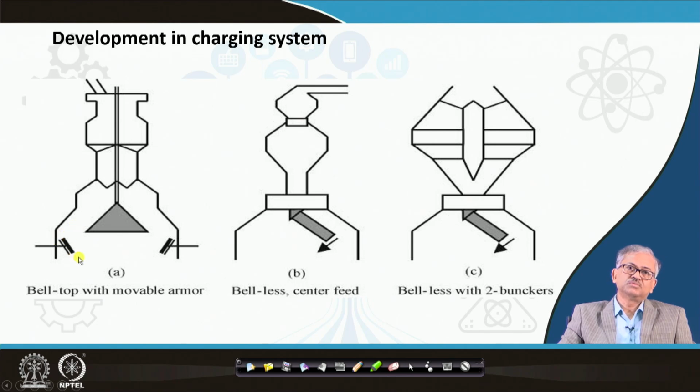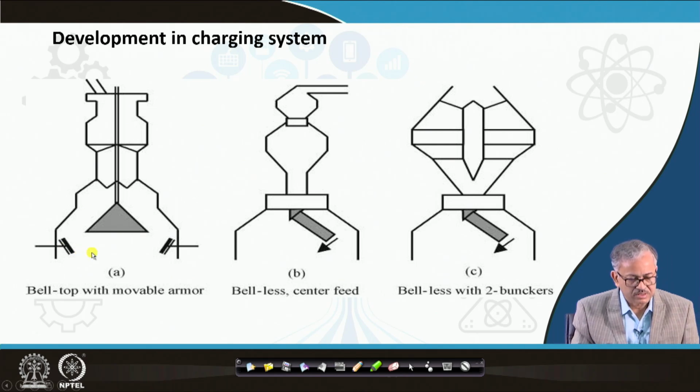That is why you have the movable armor. It has two purposes basically. One is to protect the refractory, and the second is that it can move up and back, in this direction as well as this direction. When it is moving up, the material will hit it and be deflected more toward the center, and when it is in the lower, down position, I will just call it like this.